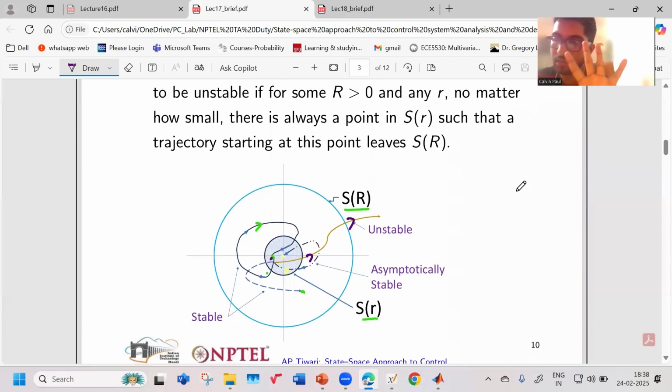Okay, so there are four trajectories which are shown, and we commented whether it is stable, asymptotically stable, or unstable, right? Then there is something known as globally asymptotically stable. If this S of R was actually infinite, that is, it covered the entire state space, then we are defining the stability in a global form, right? So then we can say whether it is globally stable, globally asymptotically stable, or unstable. That is also possible.